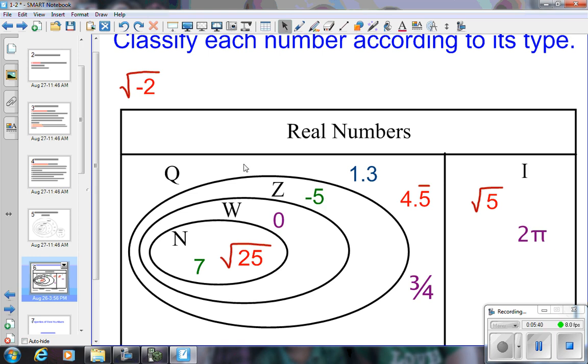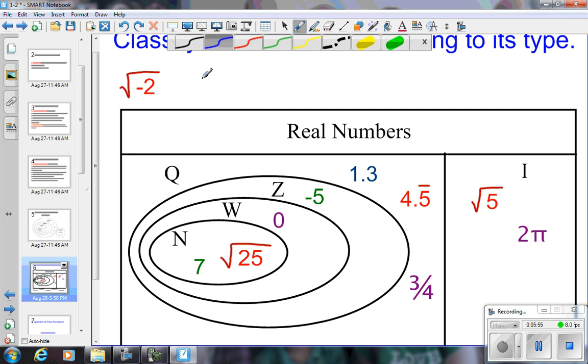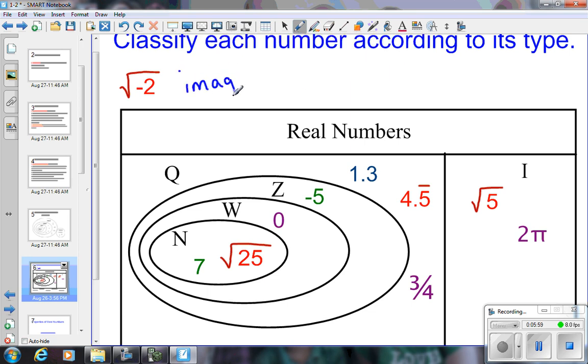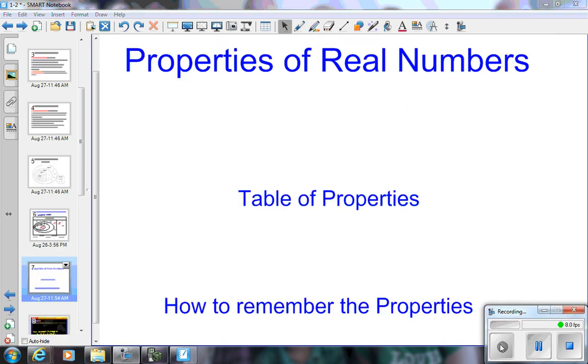And some of you may have had trouble where to place that. You may have looked at the -2 and thought, well, that looks like an integer. And maybe you looked at the square root and thought, well, maybe that makes it irrational. This was kind of a trick question, I guess, because this one doesn't fit in either place. This is called an imaginary number, and that falls outside of the real number set. We will be discussing those later on in the course.